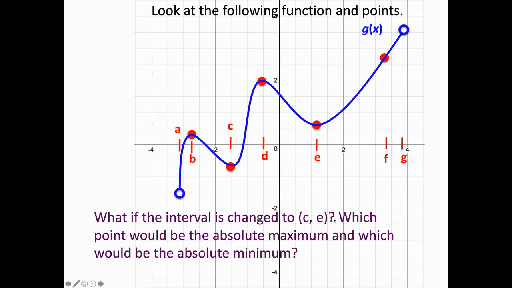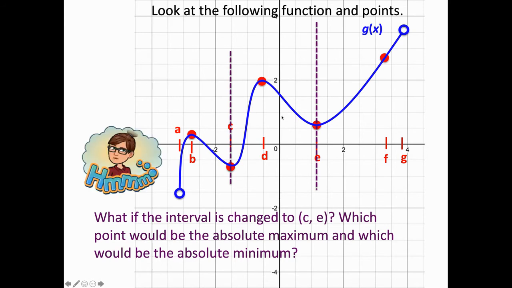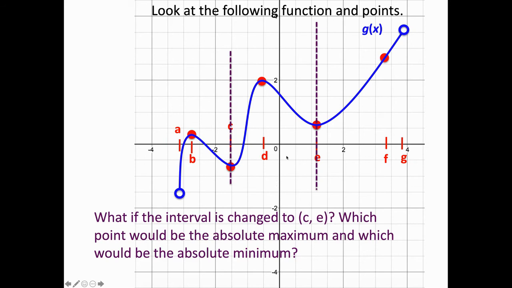What if I change the interval to c to e? So here are the dotted lines. Now they're dashed because the interval is open. Since the interval's open, let's reconsider our position here. Which of these points on this interval in the middle here could be an absolute max or an absolute minimum? Now this is an absolute maximum.